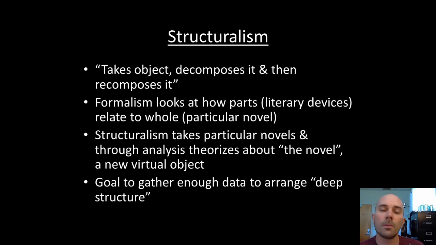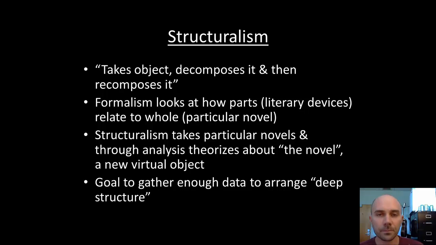One goal of structuralism was to take an object, to decompose it, and then attempt to recompose it. If we compare this to the formalist approach to a text, formalism looks at how particular parts or literary devices can be broken down and looked at as discrete units and then put back together to create a whole. The whole in this sense is, say, a particular novel. So we're looking at how literary devices work within a specific novel.